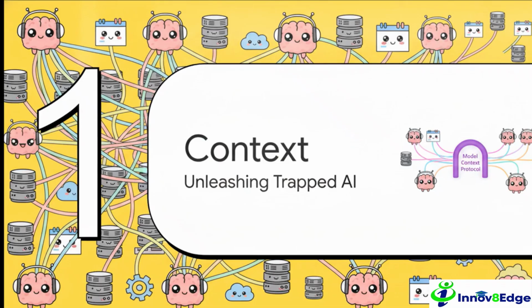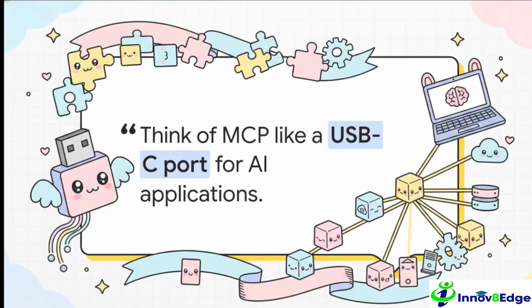Context: Unleashing Trapped AI. Historically, if you wanted to connect, say, 5 AI models to 10 different internal tools, it meant building 50 fragile custom integrations. It's the dreaded N times M integration nightmare. Well, this quote right here brilliantly illustrates the solution.